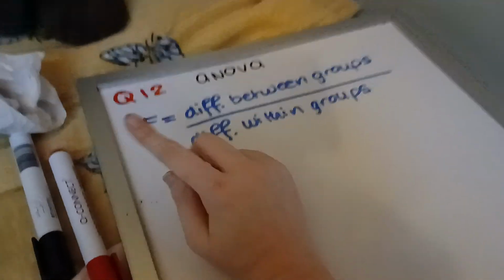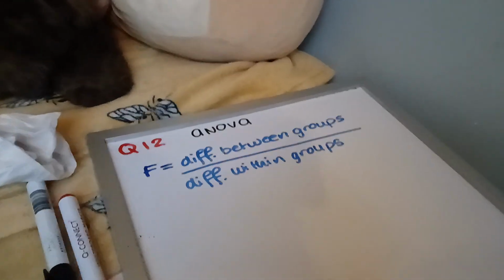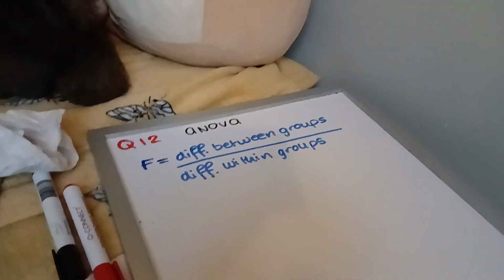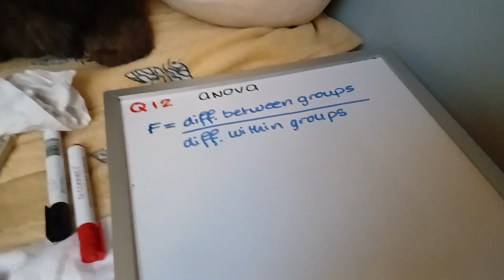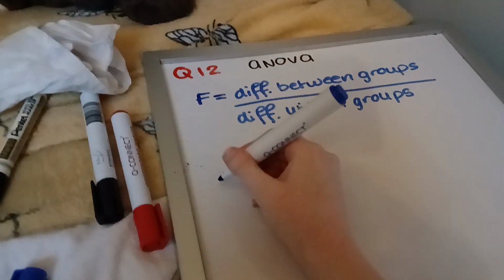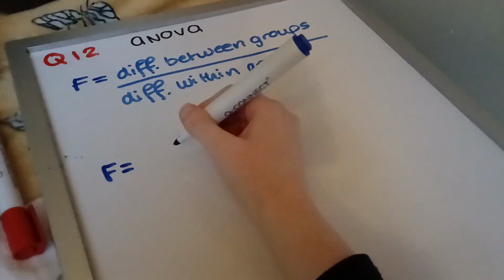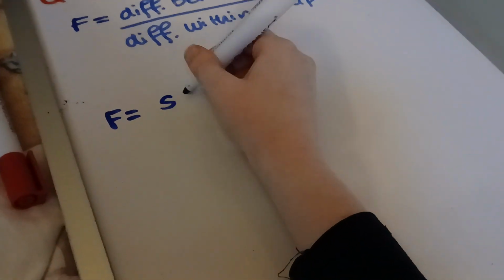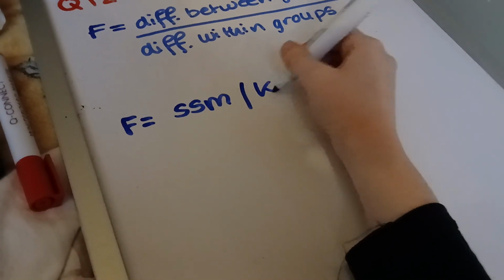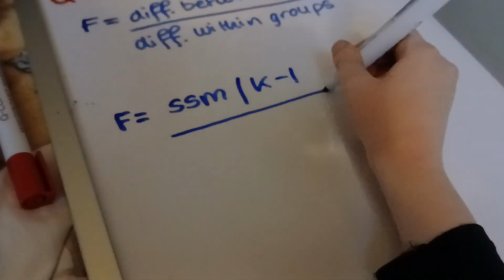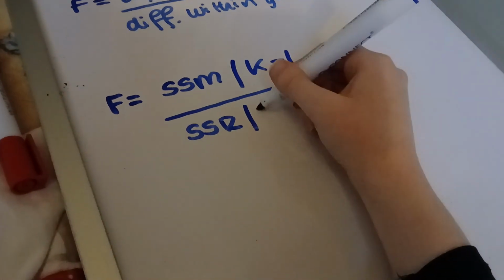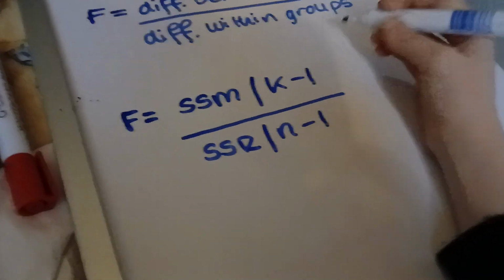So remember I explained the difference between SSM and SSR. It is basically SSM over SSR. But I will try and write some notes on this because I'm not 100% sure why. I found this question really hard, so I created a formula for it. And it works. So basically it's SSM, which we did in the question, divided by K minus 1, all over SSR divided by N minus 1. So basically these are degrees of freedom.